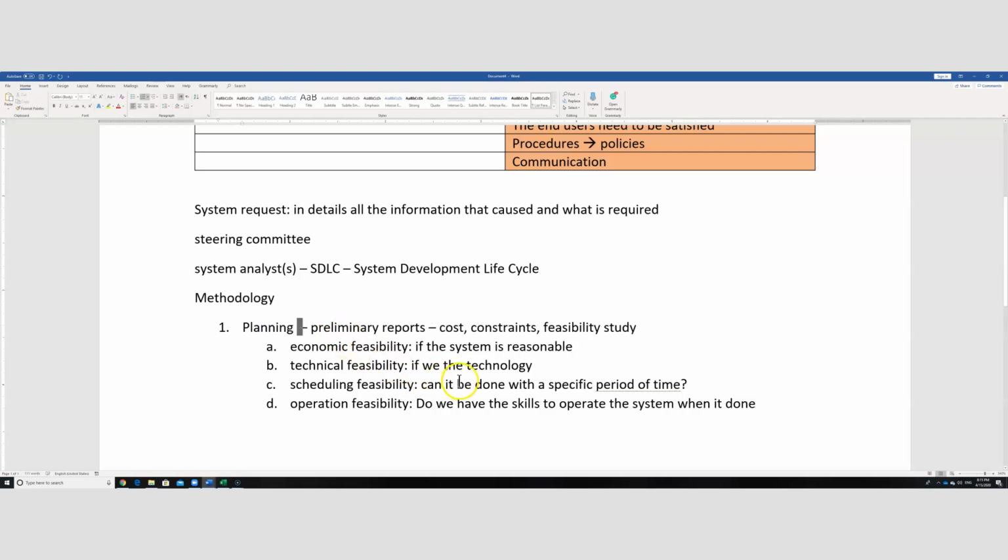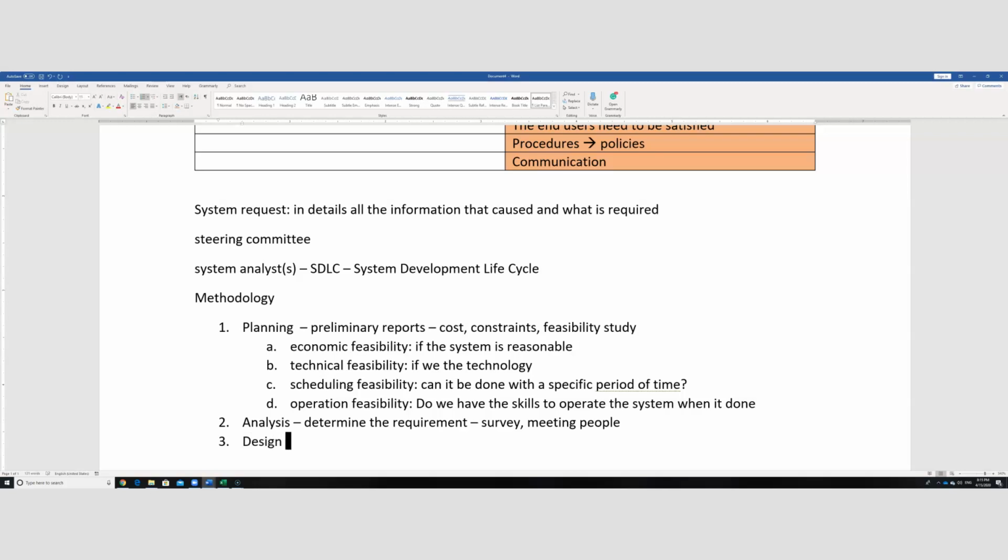And as a result, if all these feasibility studies pass, then we'll move into the second phase, which is going to be called the analysis phase. The analysis phase is going to determine the requirements of the system. You're going to be very heavy into surveys, meeting people, asking all sorts of questions to understand exactly what is needed in order to fix the problem.